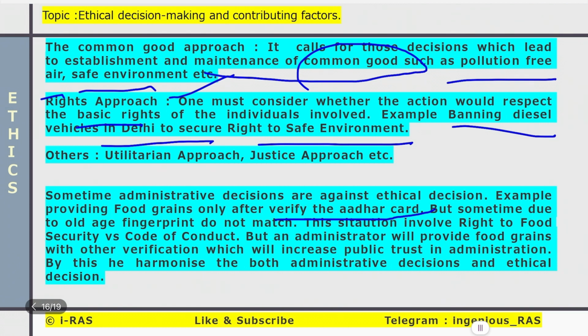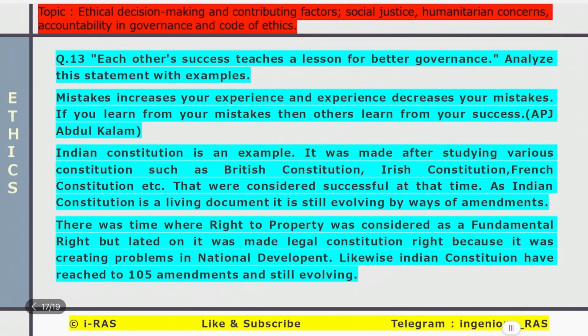For example, in this year's Rajasthan budget, the government of Rajasthan gave a discretionary power to the district magistrate or collector that he can issue a temporary Chiranjeevi card to a beneficiary who he thinks is eligible to get a Chiranjeevi card. Let's move to the next question. This is a tough question. I would say out of 13 questions, this is a tough question. So it says each other's success teaches a lesson for better governance. Analyze this statement with examples.